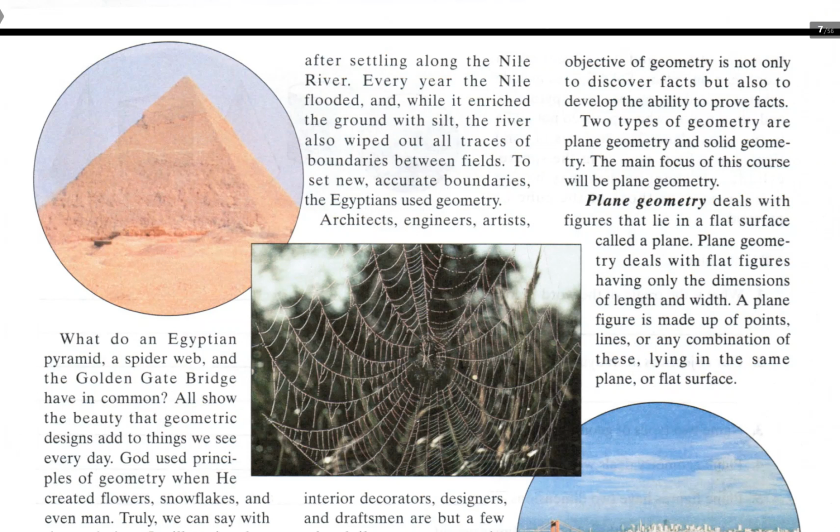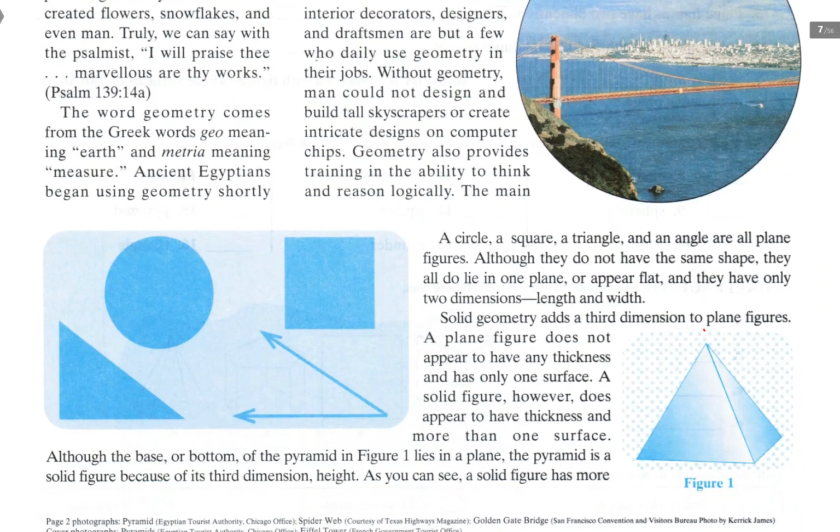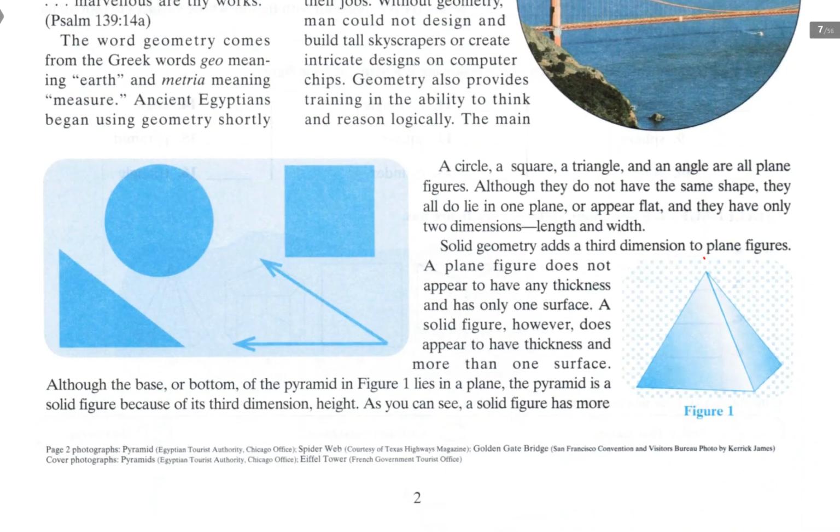There are two types of geometry. There's plane geometry and there's solid geometry. You're not going to be learning about solid geometry in this course. We're going to be focusing on plane geometry. The difference between the two is that solid geometry talks about three-dimensional shapes or shapes with three measurements, which would be length, height, and depth. So 1, 2, 3. Those are three measurements.